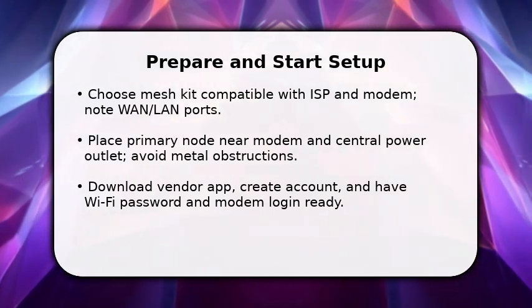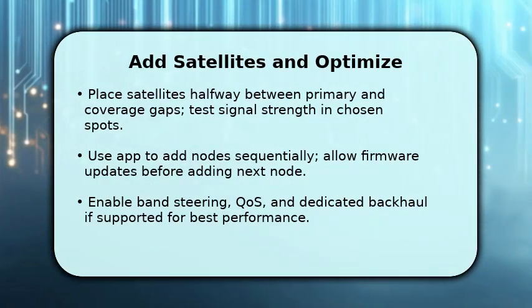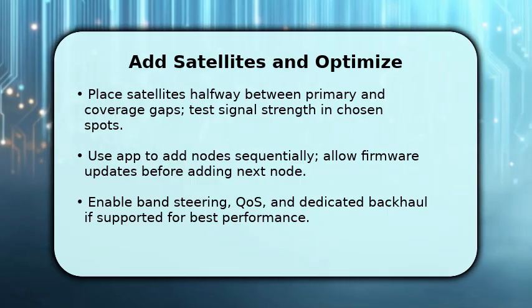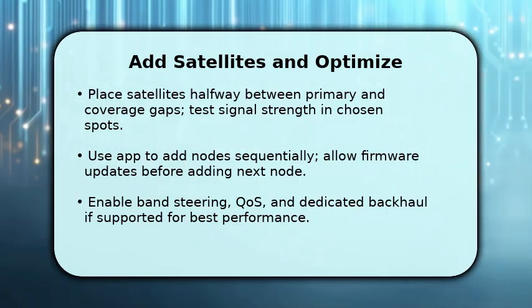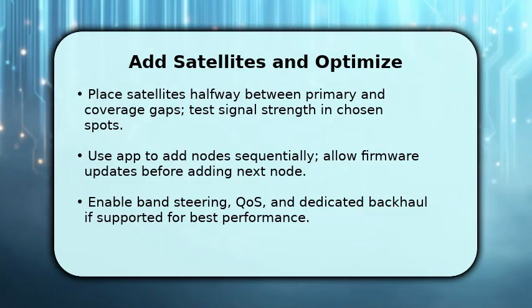Next, you add satellites to expand coverage. Place each unit roughly halfway to dead zones and plug them in. The app guides you to add nodes one at a time. Allow each to finish firmware updates and confirm a strong link to the primary before proceeding.